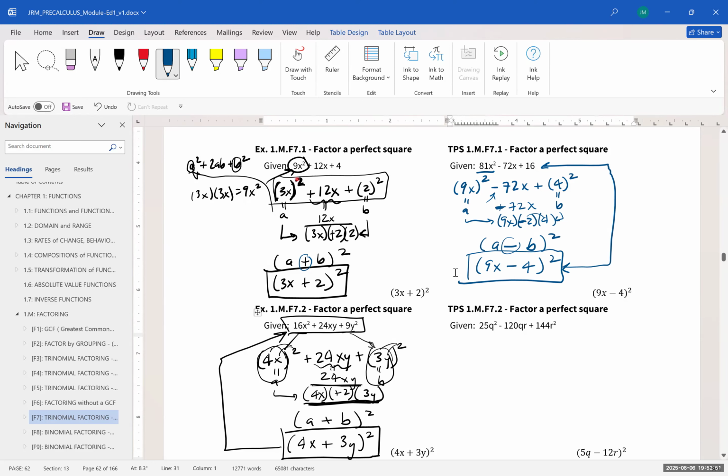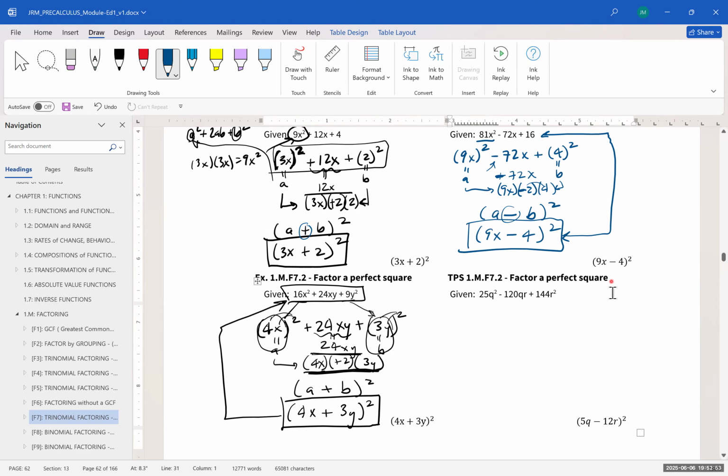All right, let's look at this next one. So we've got 25q squared minus 120qr plus 144r squared. All right, so we can write 25q squared as 5q squared, minus 120qr, plus 144, we can write that as 12 squared, and r.